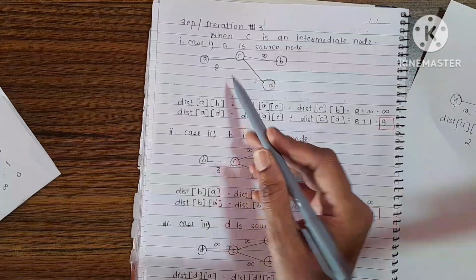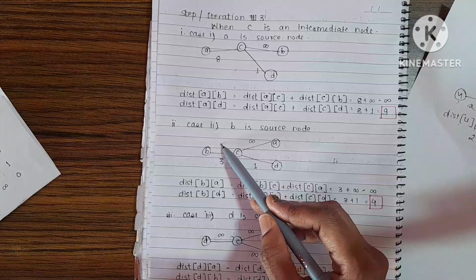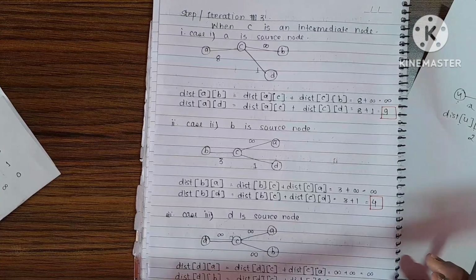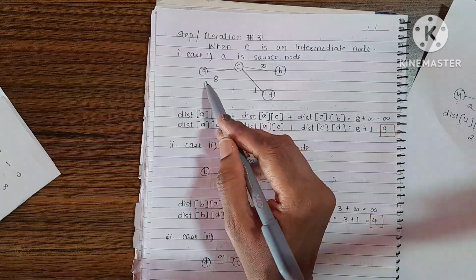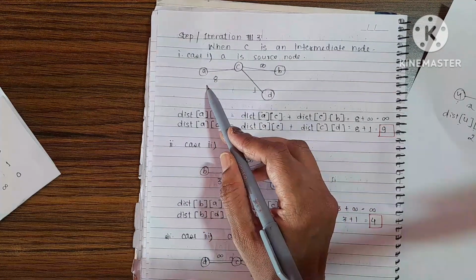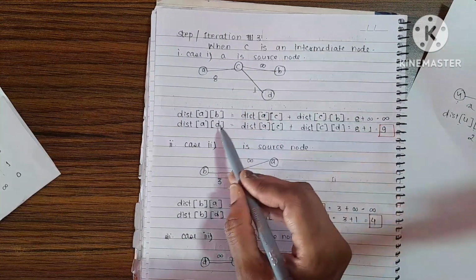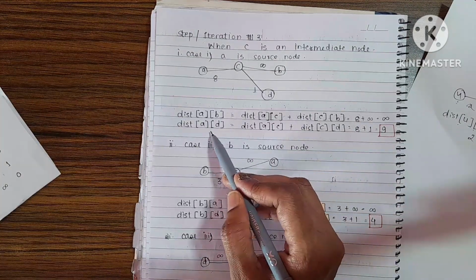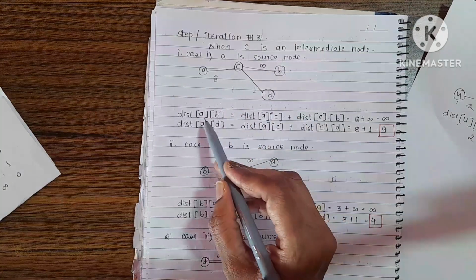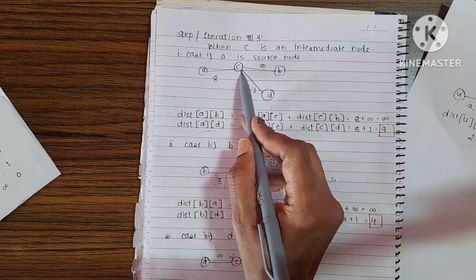So we have again three choices. With the first case, A is treated as the source node. With the second case, B is treated as the source node, and with the third, D is selected as the source node. And from this, based on this source node and this intermediate node, the destination nodes have been selected, and accordingly the distances UV are calculated. So distance AB is equal to distance AC plus CB, and distance AD is equal to distance AC plus CD.